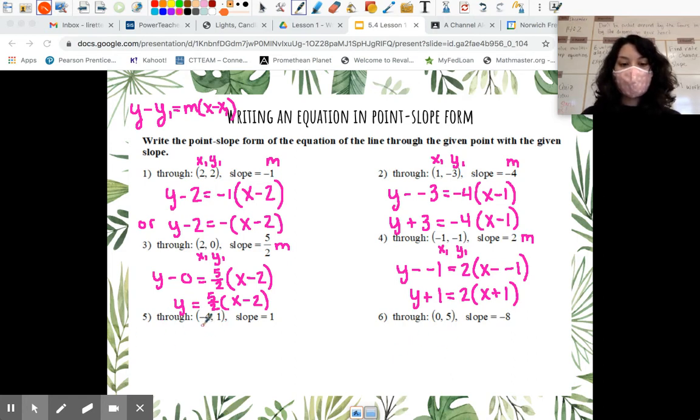All right, number 5, we have an x1 value of -4 and a y1 value of 1. M value is 1. So I'm going to start by substituting. Instead of y minus y1, it's y minus 1 equals 1 parentheses x minus my x value of -4. So there's a couple things that I can do here. I definitely want to simplify this double negative into a plus, but I can also simplify this situation here with the 1 in the parentheses.